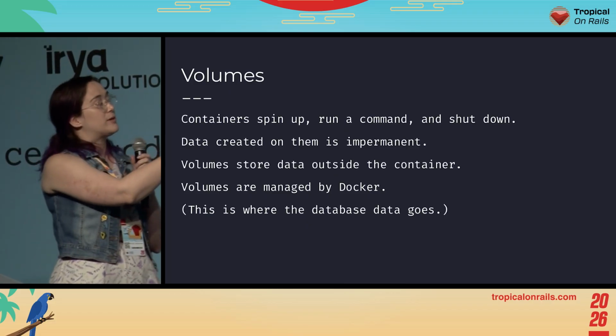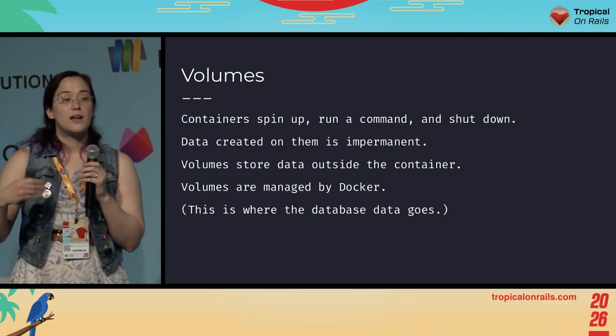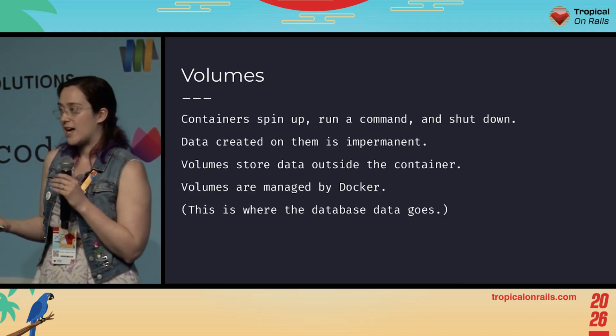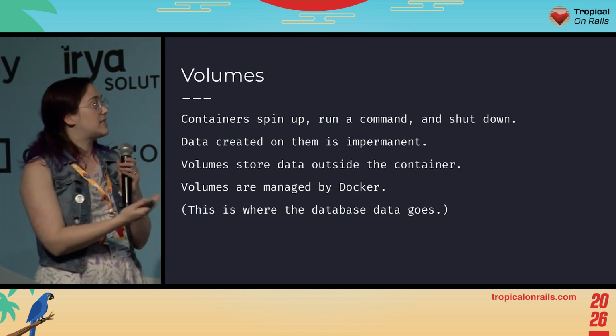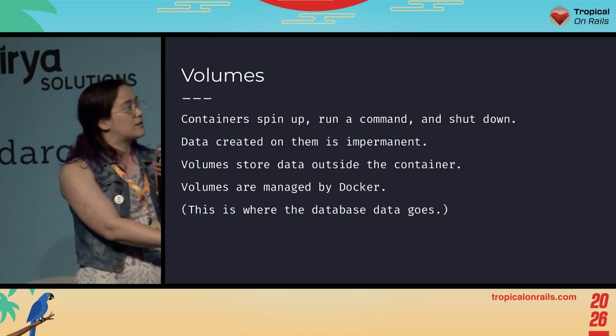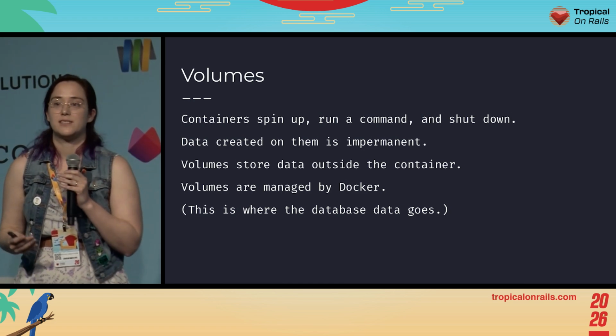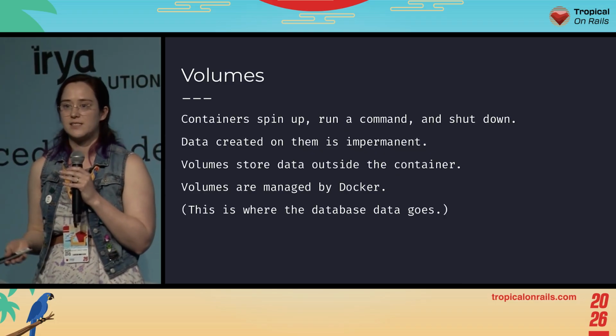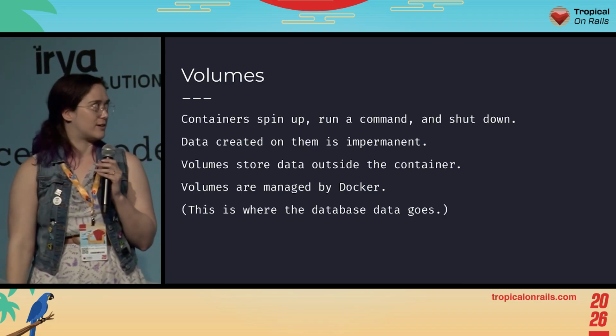That means the data that's created on them is impermanent. Volumes allow you to store data outside of your container. So this is typically where your database data goes, and these are managed by Docker, so it's not visible on your file system, and you would see it inside Docker.